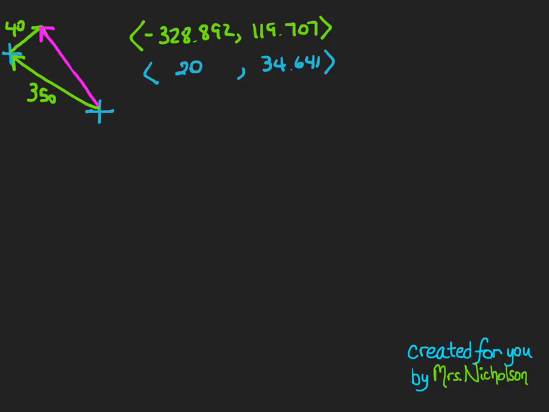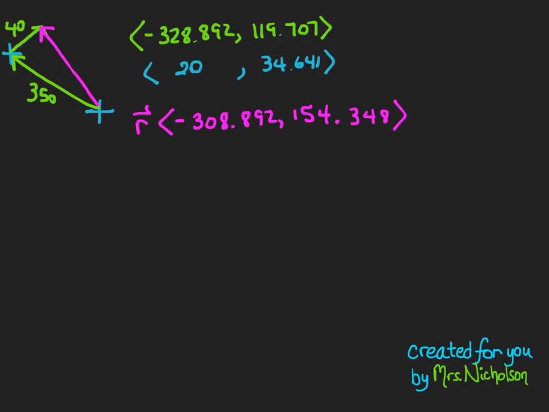So now to find that resultant vector for the plane, I'm going to add these two together. So here's the two component forms, the plane component form in green and the wind component form in blue. If I add those together, then my resultant vector is negative 308.892 and 154.348. Now that's my resultant vector in component form, but what we really need to determine is the resultant magnitude and direction of the plane. So I need to take this component form and convert it back to magnitude and direction.